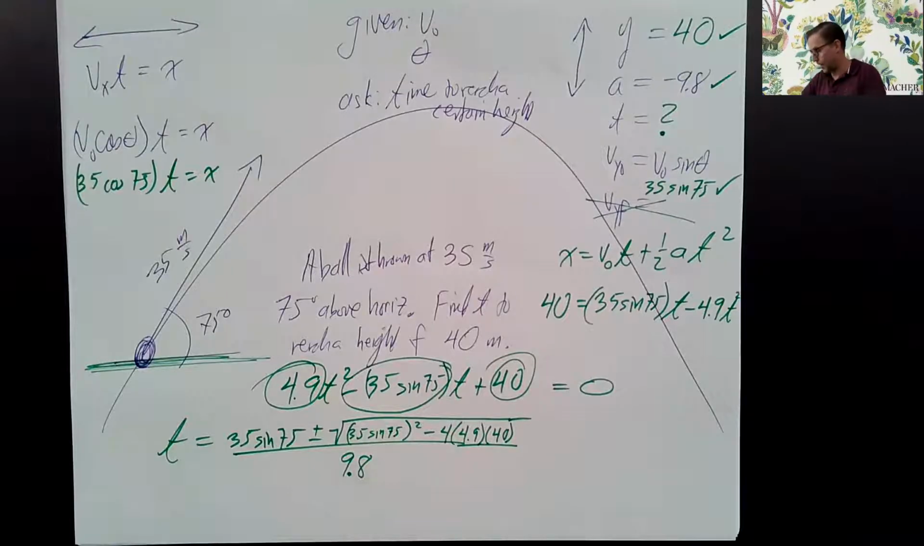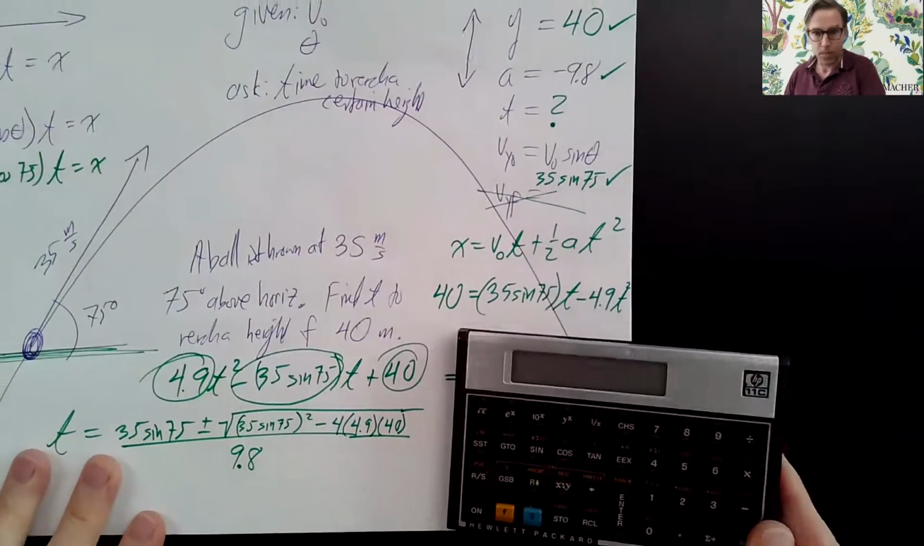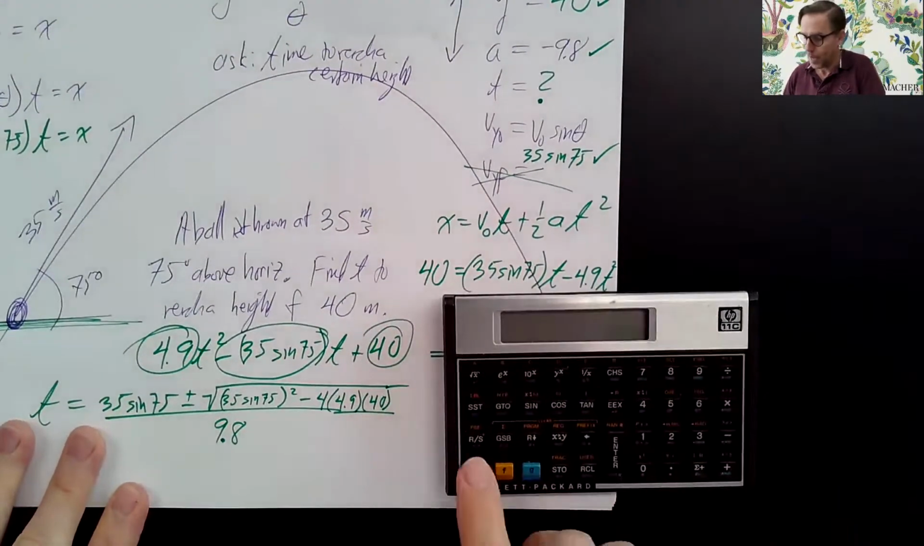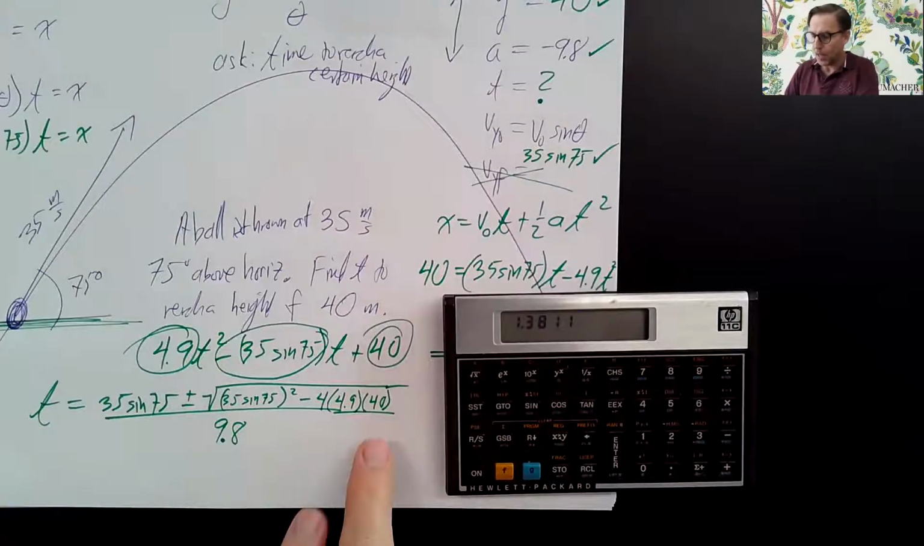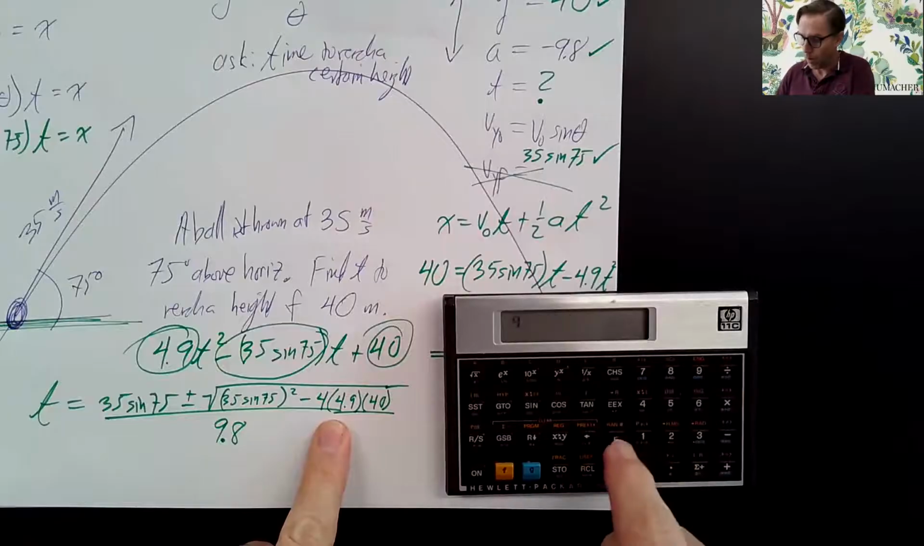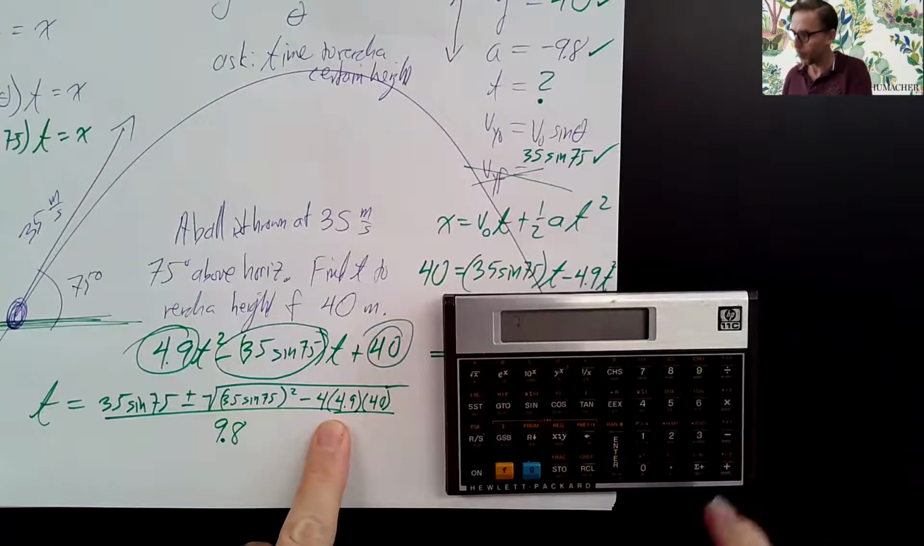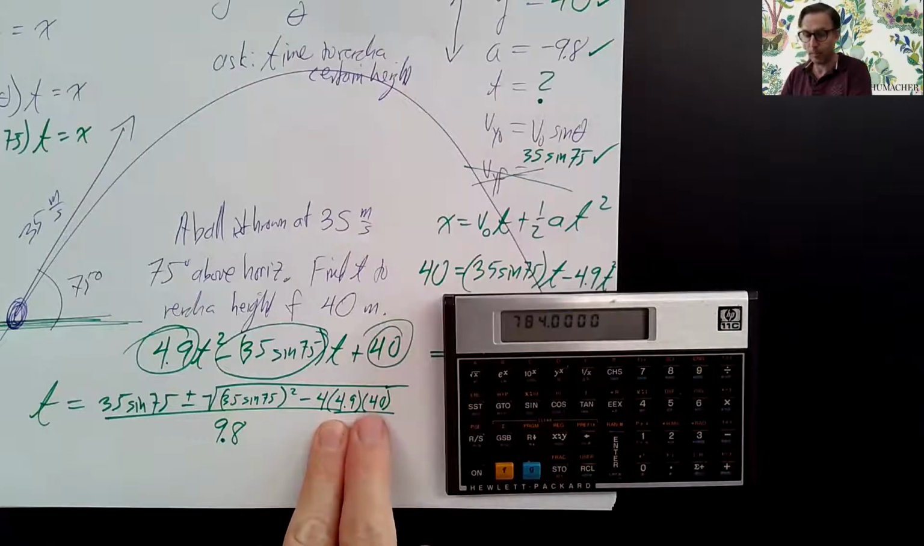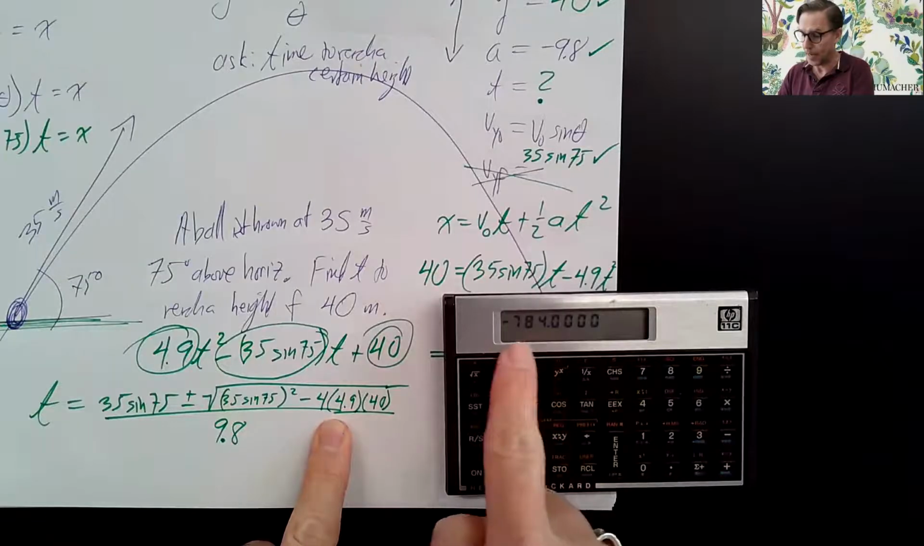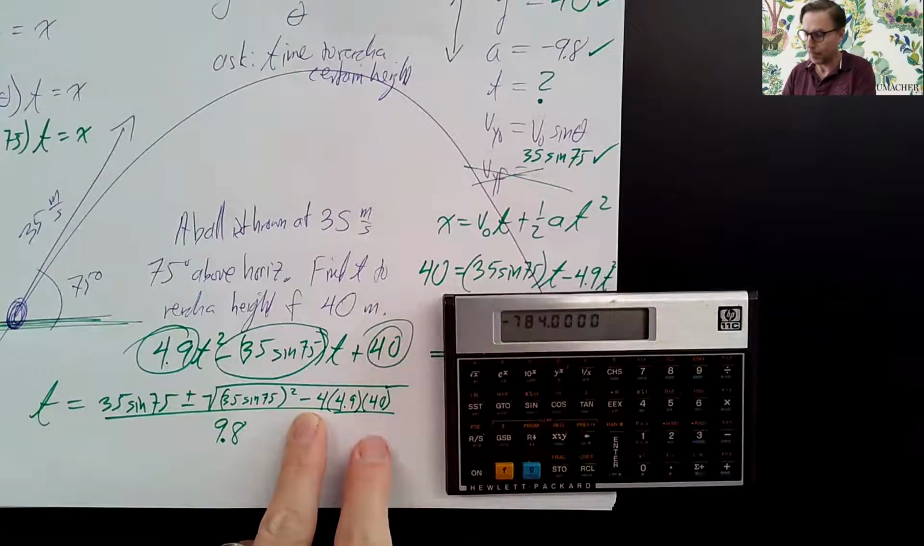Maybe not the easiest thing to stick into the calculator ever, but I can do it. So let me do that for you real fast here, and we'll see what that looks like. I'm going to look at this part first: 4 times 4.9 times 40, 784. Okay. And then I'm going to change the sign and make that negative because it says minus that.